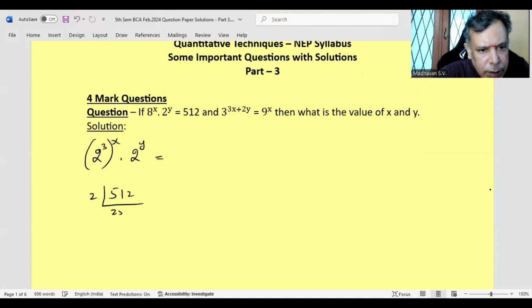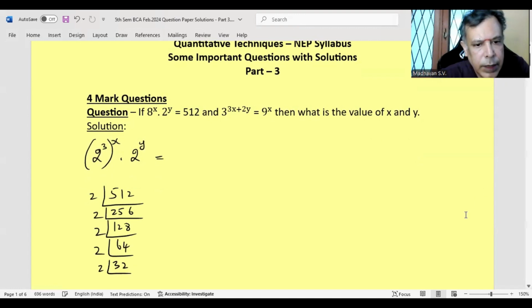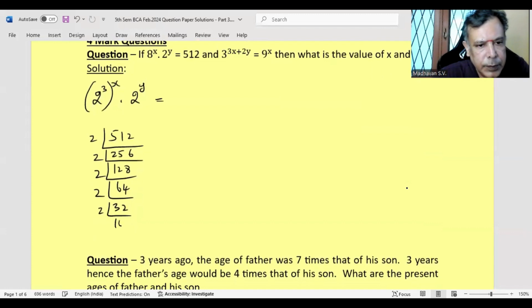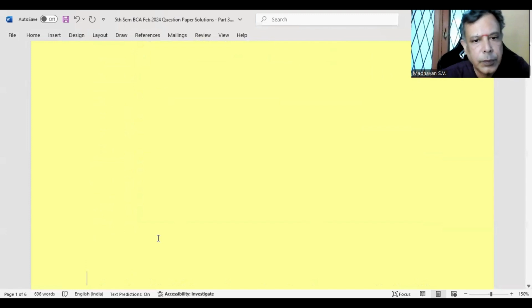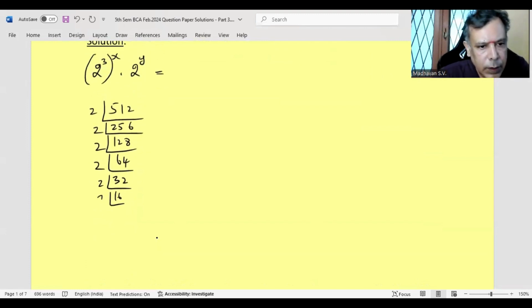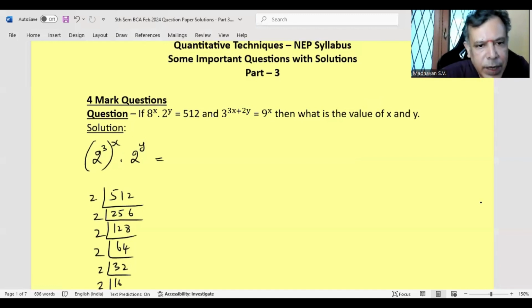So this is 256. This is 128, 64, 32, then 16, then 8, and then this is 2. So now let us count 1, 2, 3, 4, 5, 6, 7, 8, 9. So 512 can be written as 2 to the power of 9.